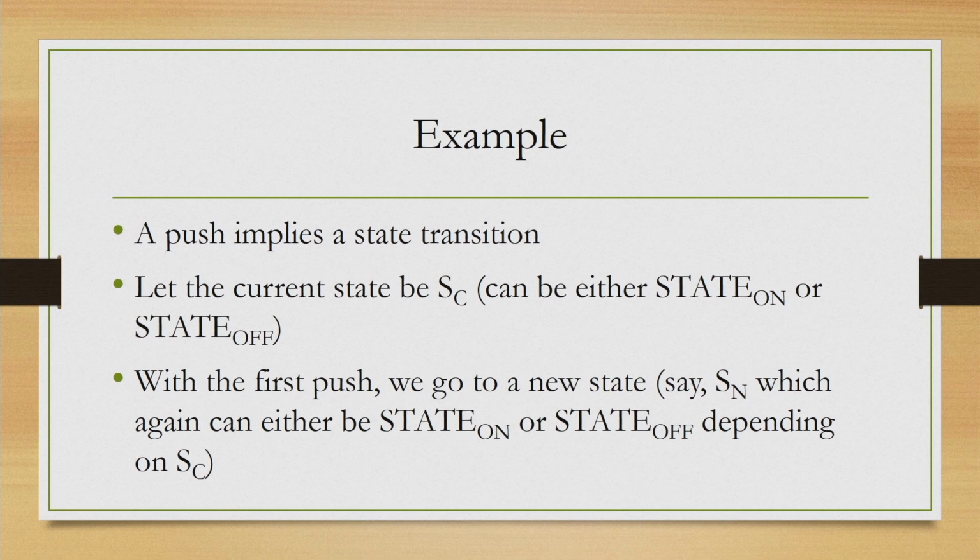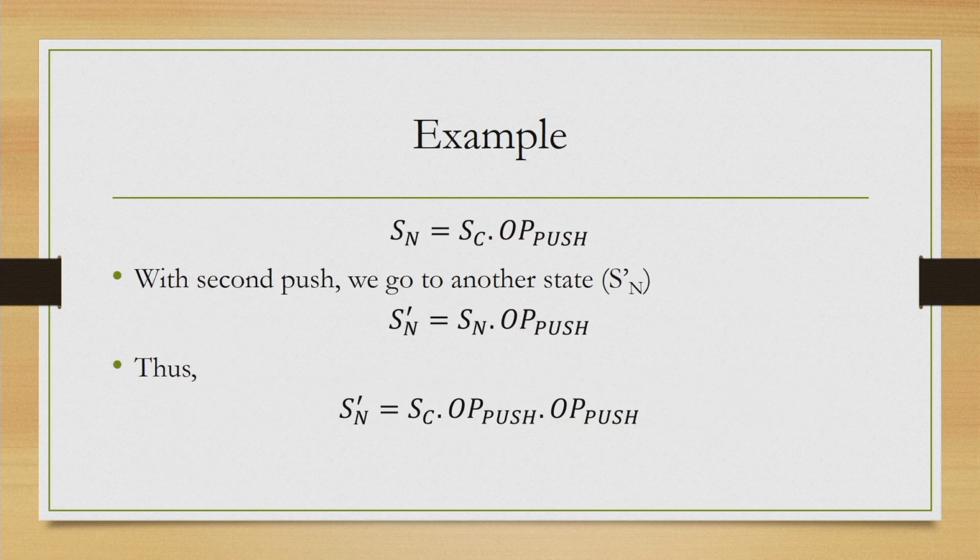First, a push implies a state transition, as we have already mentioned. Let us denote by Sc the current state. Now, Sc can either be the on state or the off state, of course. With the first push, we go to a new state. Let us denote it by Sn, which again can be either the on state or the off state, depending on the current state Sc. So, then what we can say is that Sn is Sc multiplied by the push matrix OP push that we have already derived before.